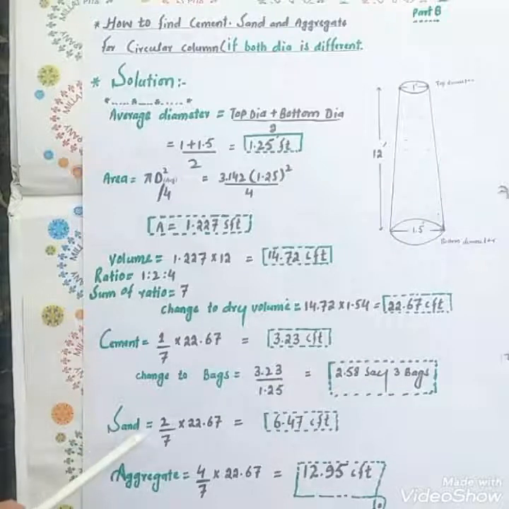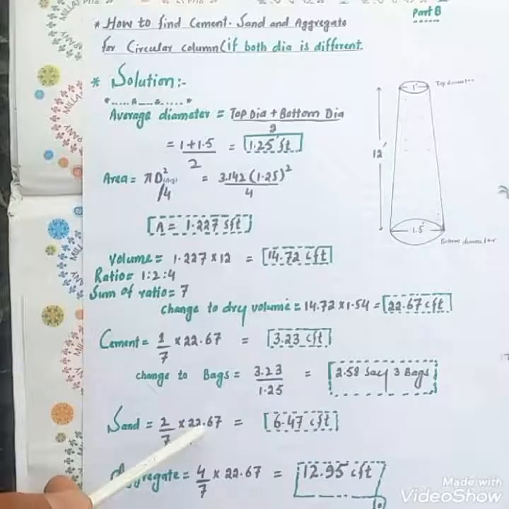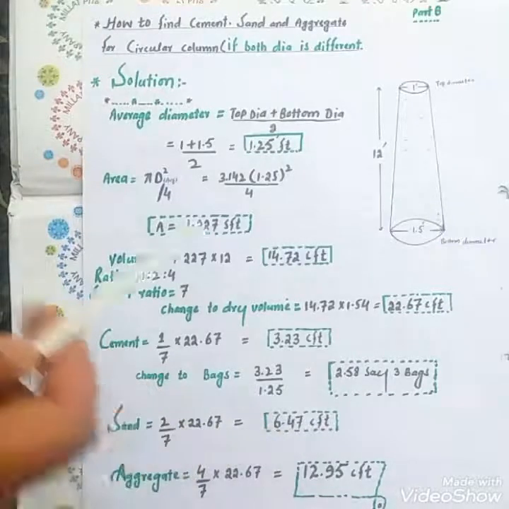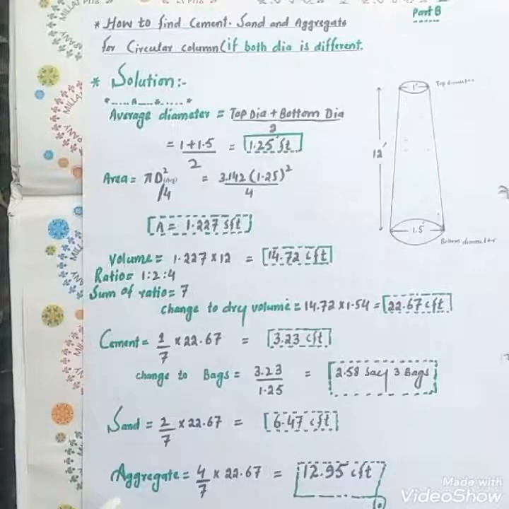Now find sand: 2 divided by 7 multiplied by 22.67, which equals 6.47 cubic feet. Aggregate needed: 4 divided by 7 multiplied by 22.67, which equals 12.95 cubic feet.